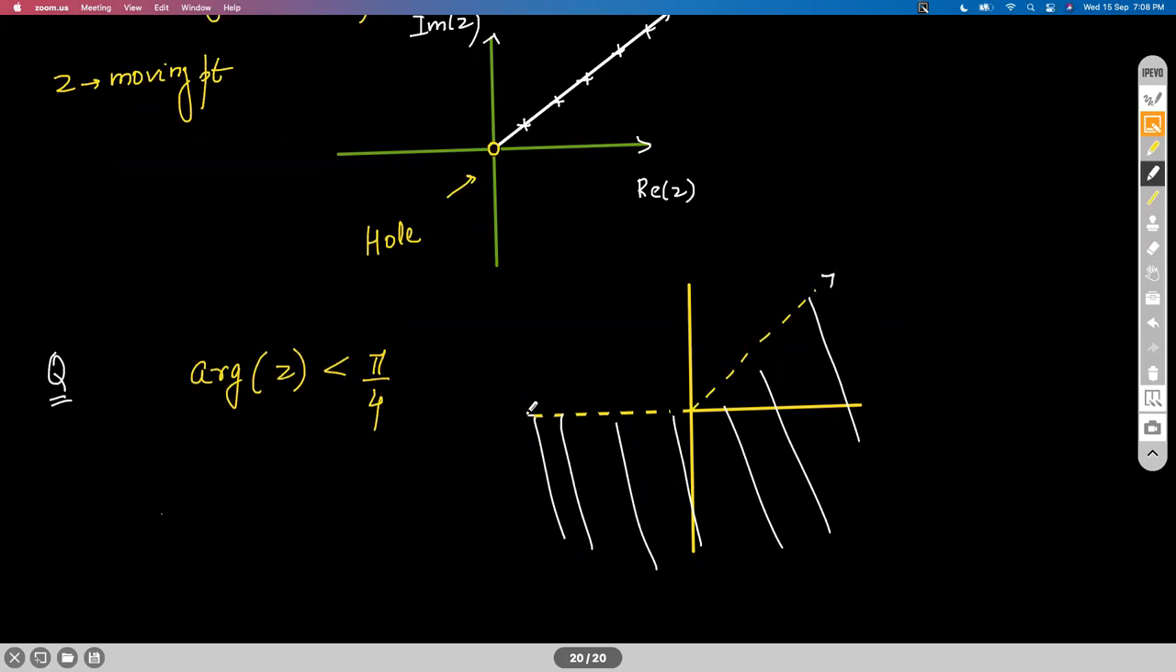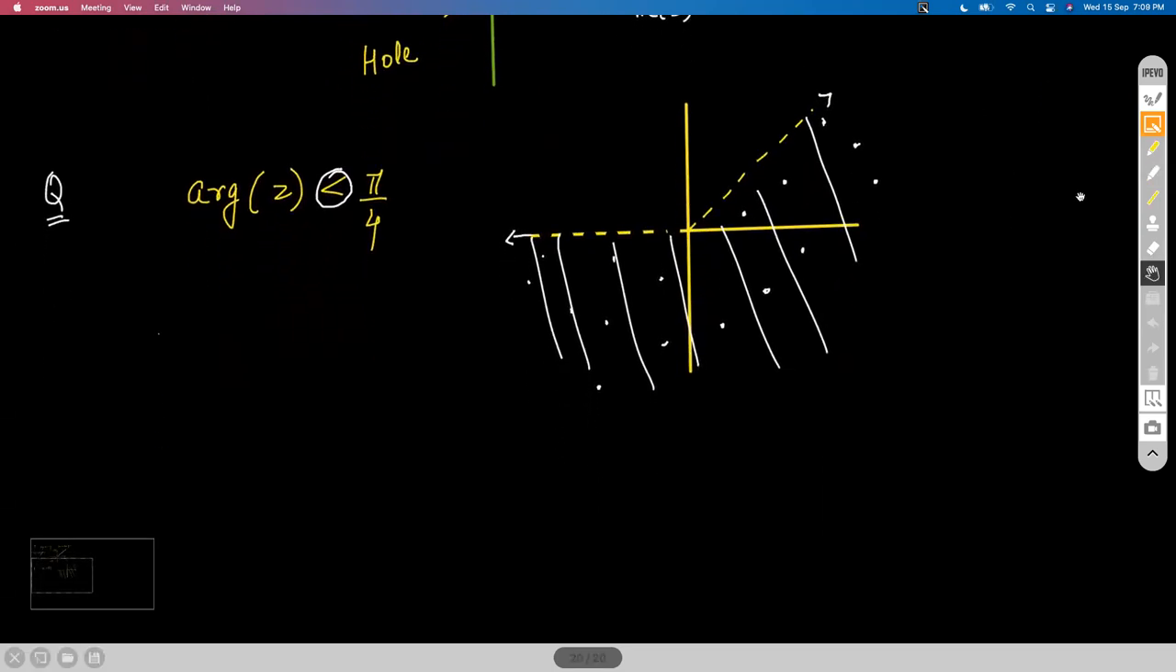Okay. Now, many people ask me, sir, why have you drawn this as dotted? Because it is less than, not less than or equal to. So if you take any complex number in this zone, whatever I have shaded, you would realize that its argument will always be less than pi by 4. Understood? Any questions?